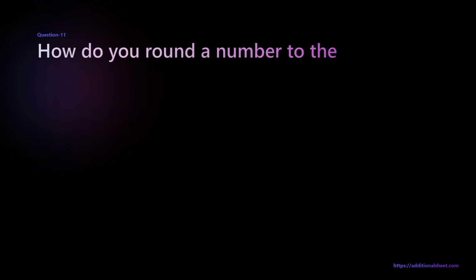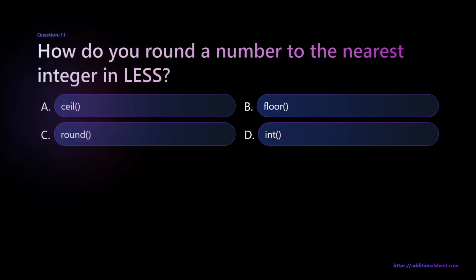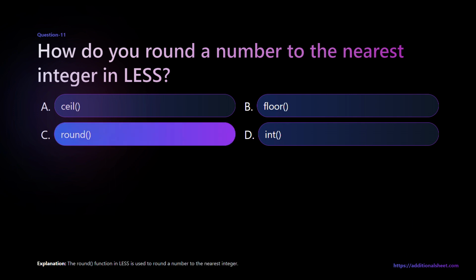How do you round a number to the nearest integer in LESS? Option A, ceil. Option B, floor. Option C, round. Option D, int. The correct answer is option C, round.